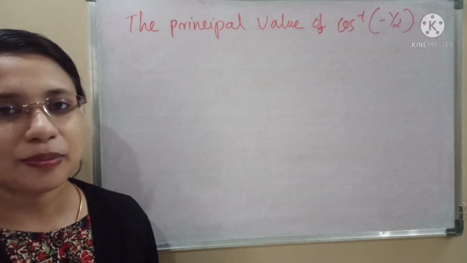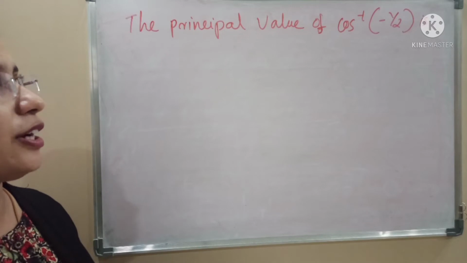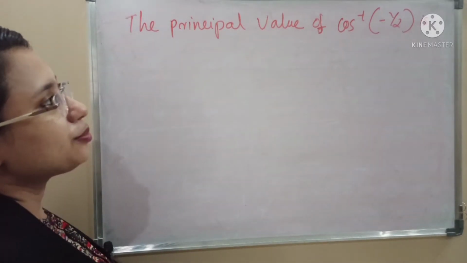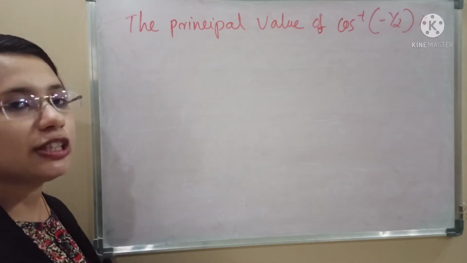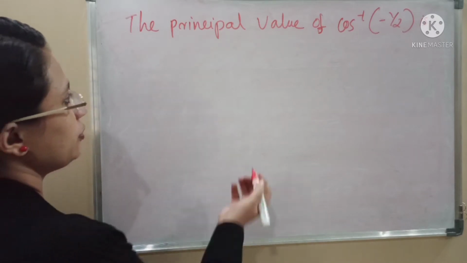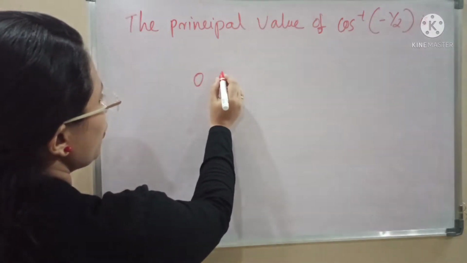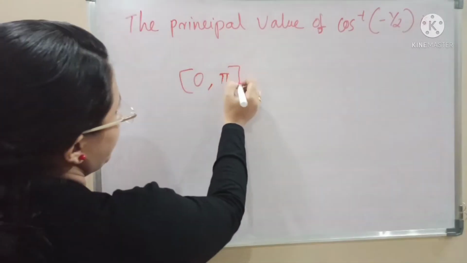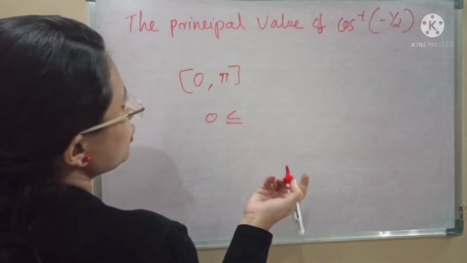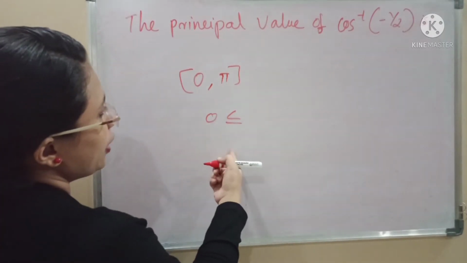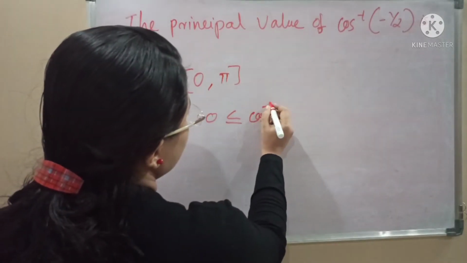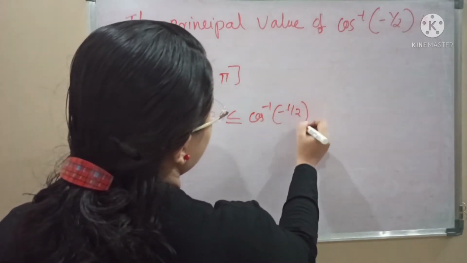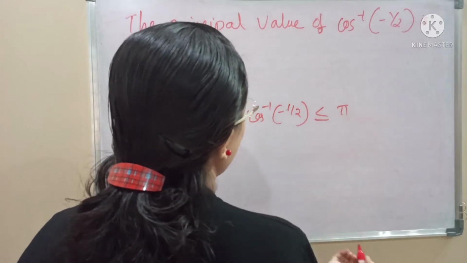So now we'll see some simple problems to find out the principal value. Here, cos inverse minus 1 by 2, for that we need to find the principal value. We know the range is 0 to pi, right? So the value will definitely come in between 0 and pi. Cos inverse of minus 1 by 2 will be in between 0 and pi.